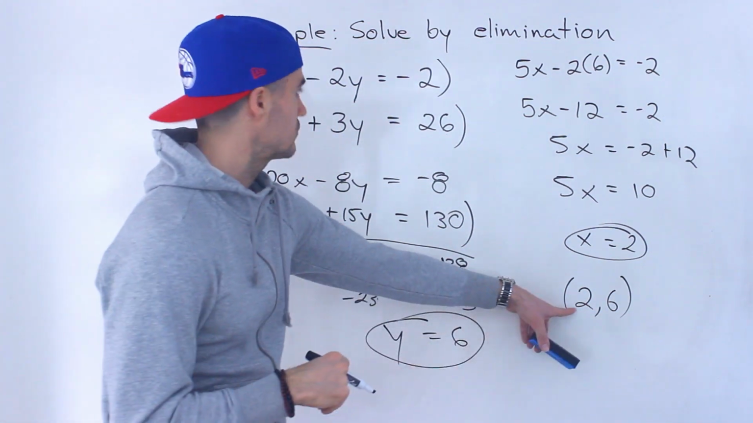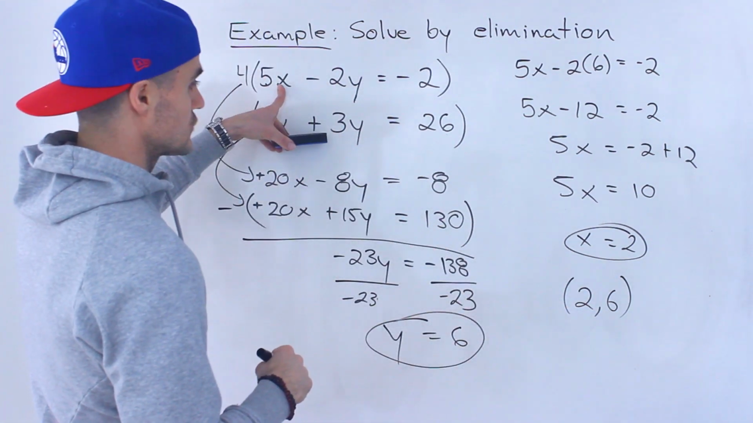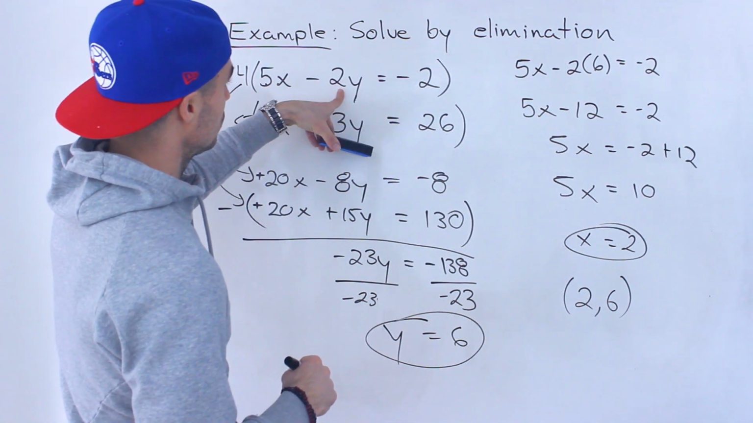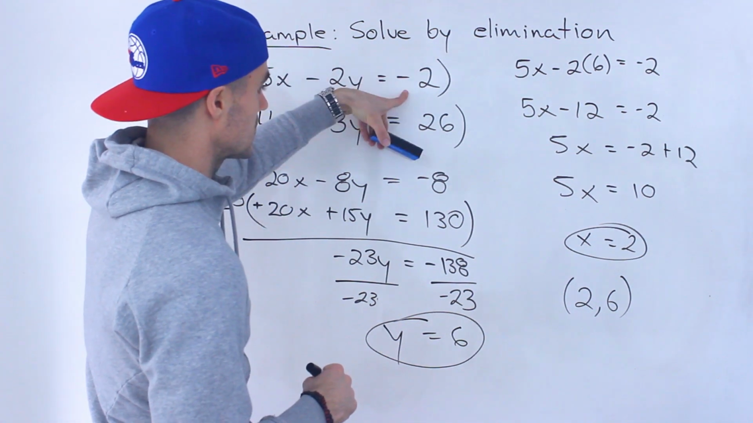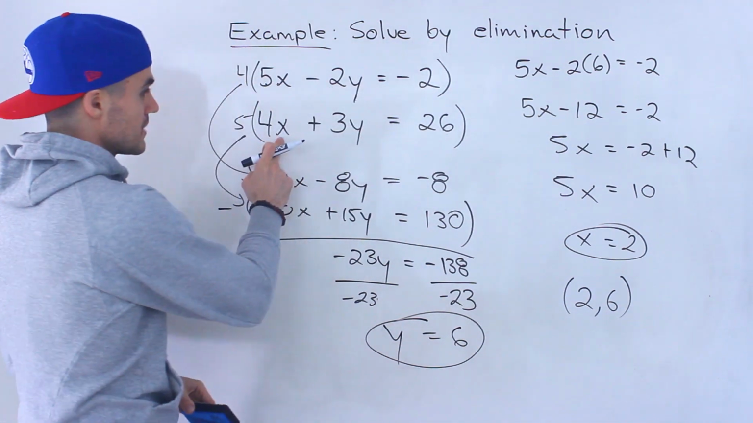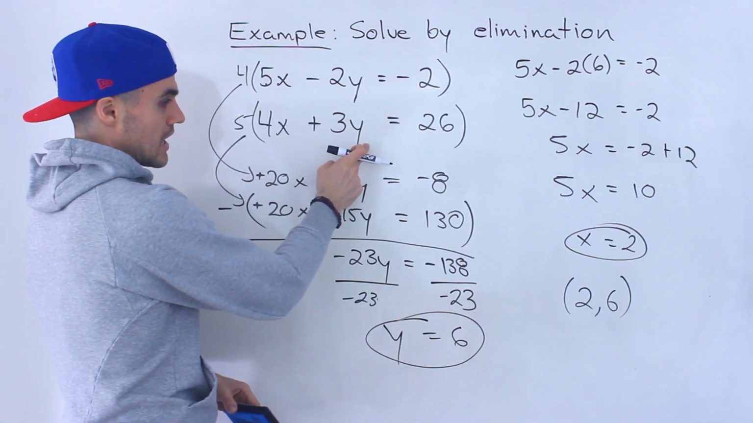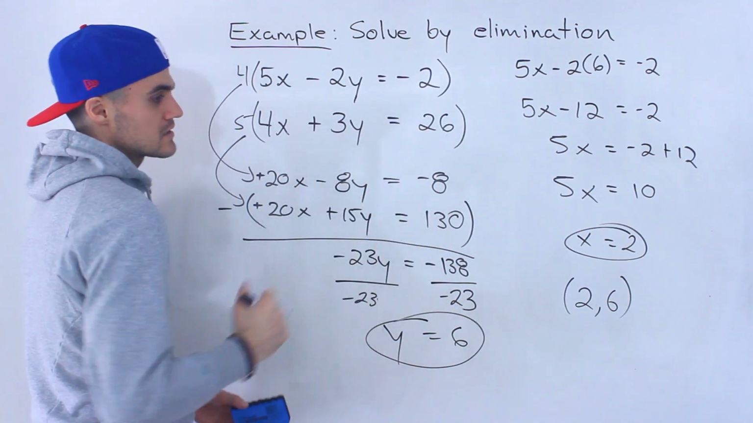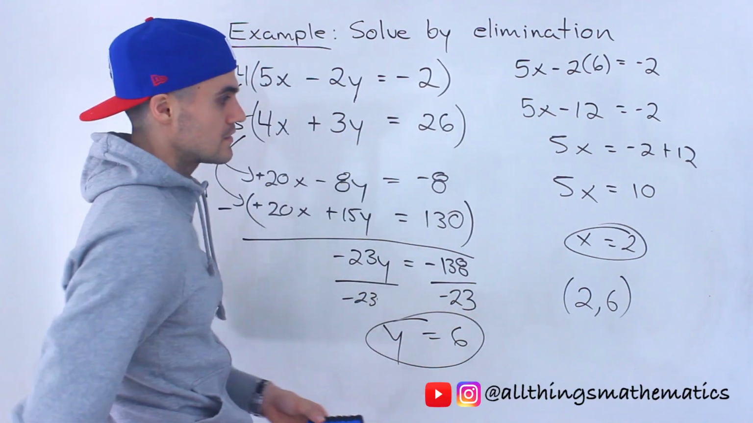And you could check this, right? You could plug in an x value of 2 and a y value of 6, and we'd have 10 minus 12, which gives us negative 2. Left side equals right side. If we plug it in here, 4 times 2 is 8, 3 times 6 is 18, and 8 plus 18 indeed gives us 26. So left side equals right side there too.